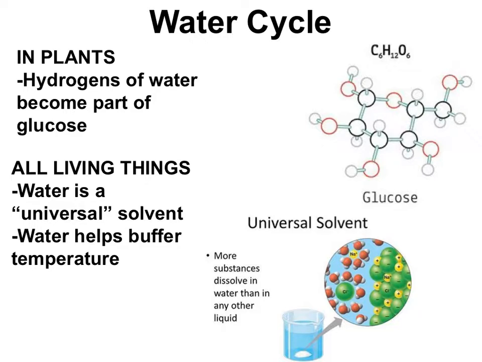In all living things, water is considered a universal solvent because it can dissolve so many different chemicals to aid in chemical reactions. And in addition, water helps moderate temperature of living organisms because water is a good temperature buffer. So unlike other nutrients, water doesn't really become different macromolecules. Instead, water is needed for so many different functions just by staying as water molecules.